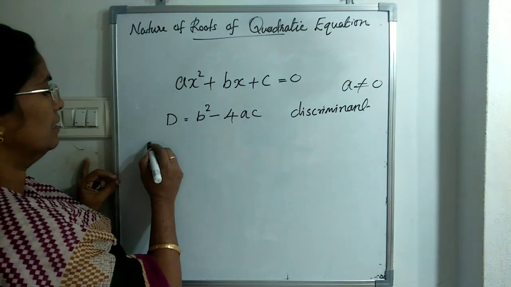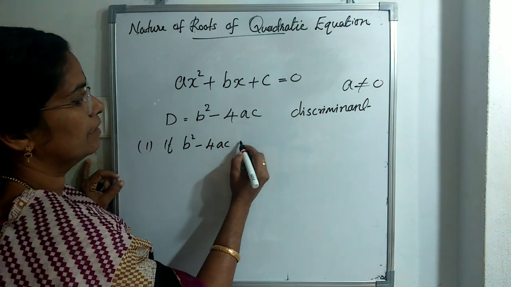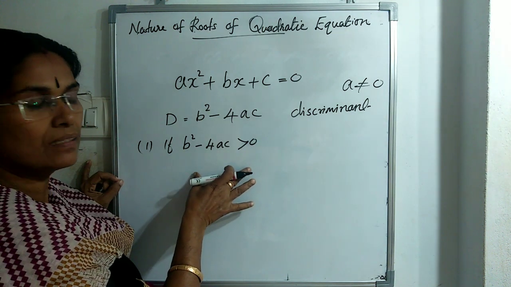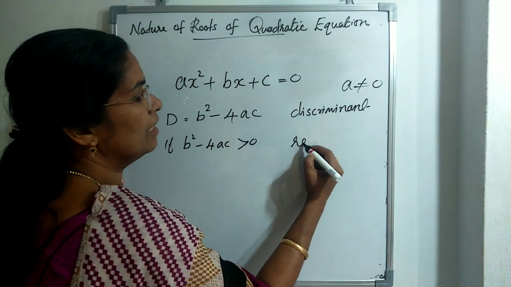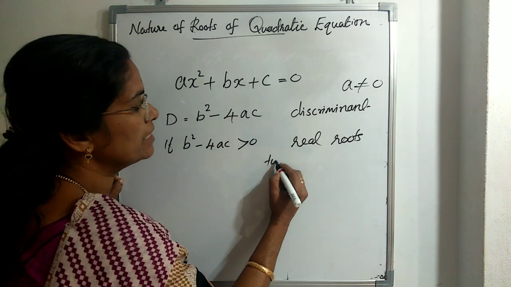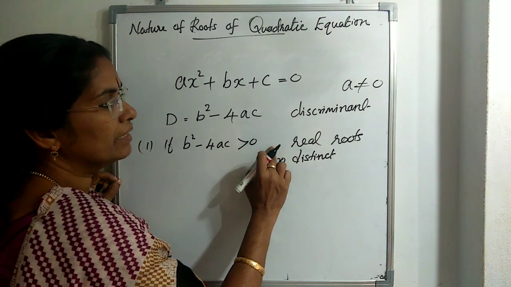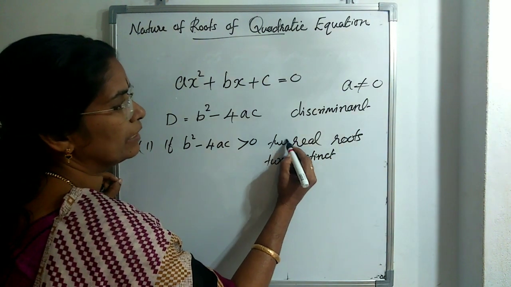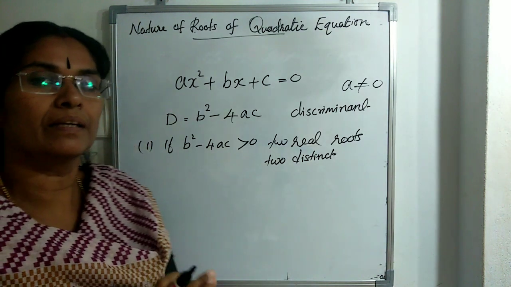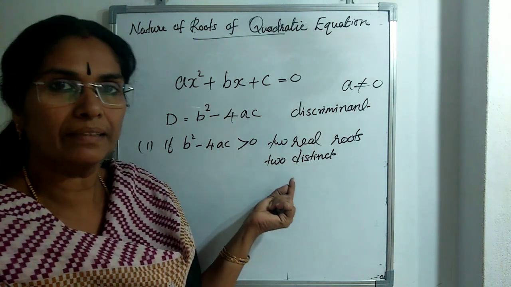The first condition is, if b square minus 4ac greater than 0, then the nature of the root is a real root. But the roots are two distinct, both are different. We will get two real roots. These two real roots are distinct. It means there are two different roots we will get if b square minus 4ac greater than 0.